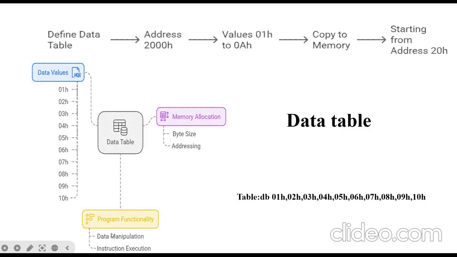You can take any values of your own choice. Then here we'll be manipulating the data and executing some instructions. The memory allocation is done by considering the byte size, and we'll be considering the addressing here. First we'll define the data table. What is the address of the data table? It is 2000h. And what are the values? These are the values, 01 to 0ah, and we will copy these to internal memory locations starting from an address 20h.